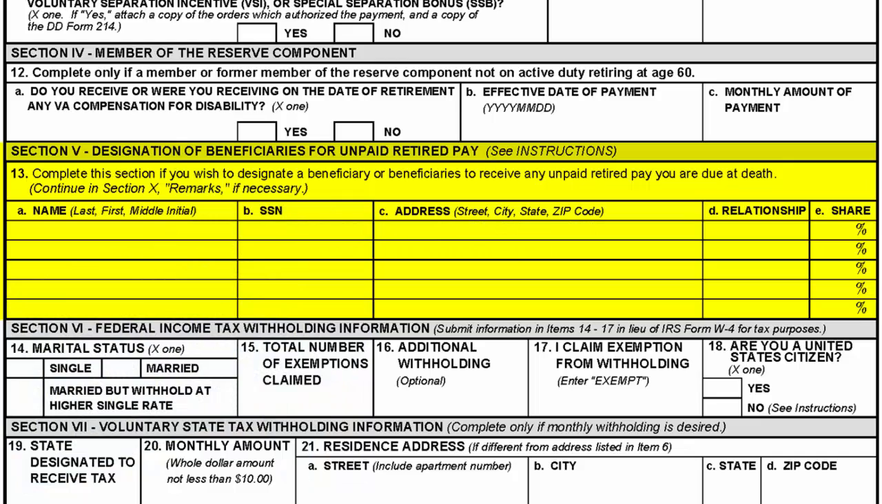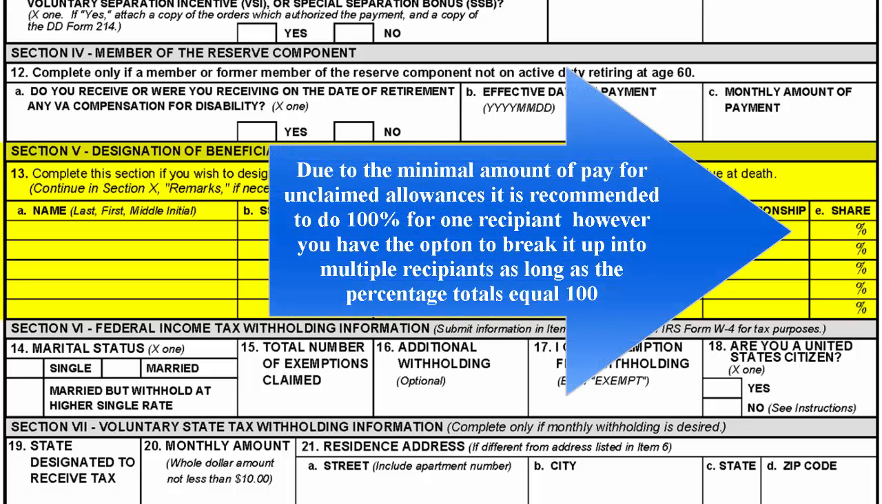In 13D, you will put the relationship, whether it be son, daughter, husband, wife, or friend. In 13E, you will put the share amount. Because of the amount of this check and the fact that it is a one-time payment, I would recommend doing 100% to whoever the recipient is.